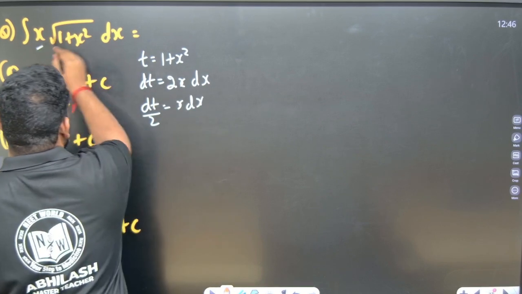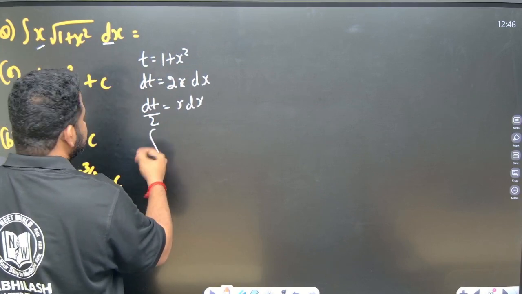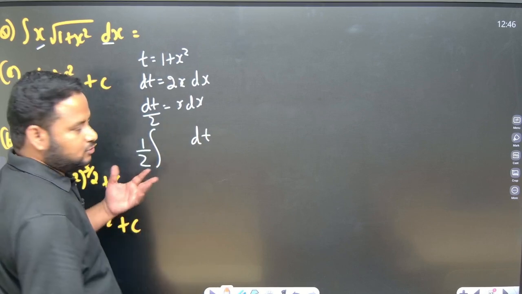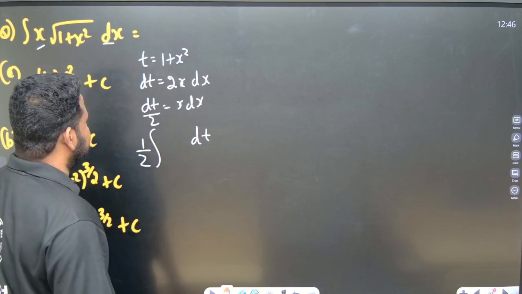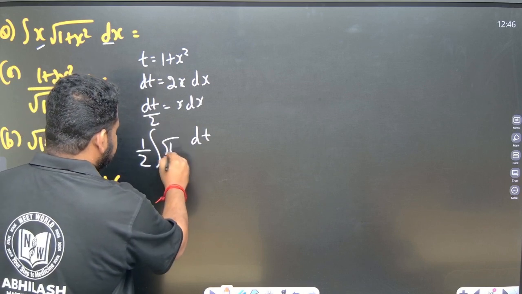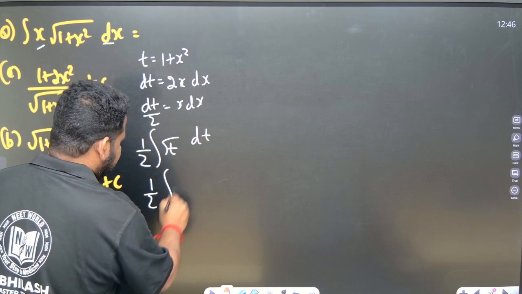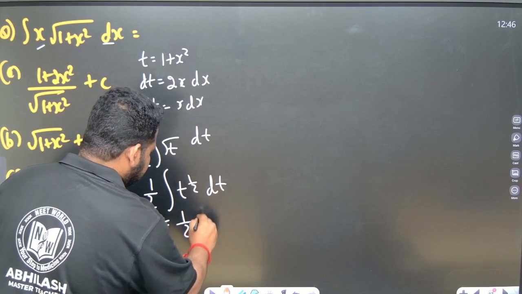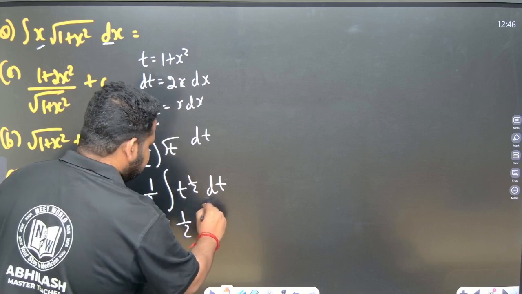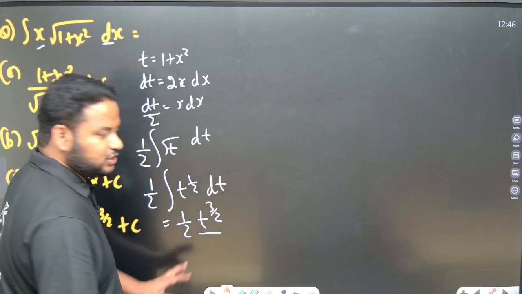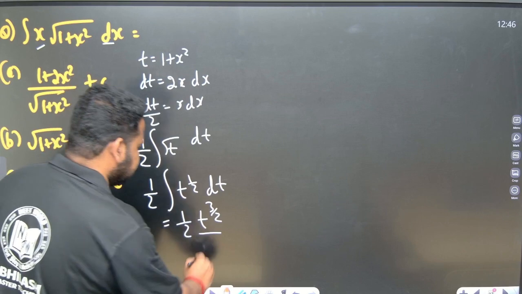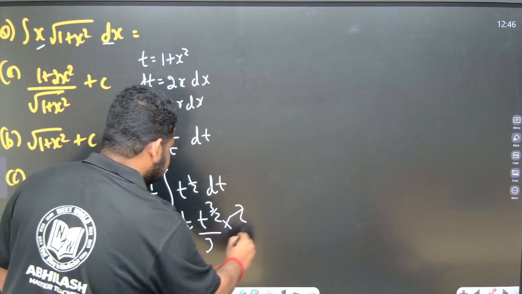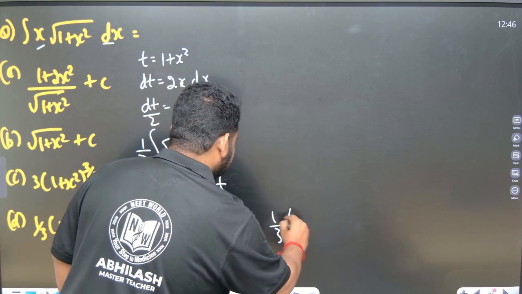So wherever x dx is there, here I should write integral of dt by 2, that is 1 by 2 will come outside since it is a constant. This square root of 1 plus x square becomes square root of t. So I integrate t to the power of 1 by 2 dt. I will get 1 by 2 into t to the power of 1 by 2 plus 1, that is 3 by 2, divided by 3 by 2. Instead of writing 3 by 2, I will write 3 here and 2 here, so 2 and 2 cancel. I will get 1 by 3 into t to the power of 3 by 2.